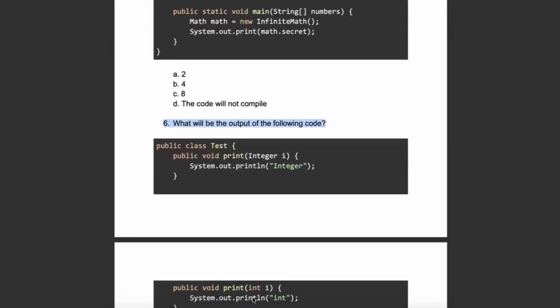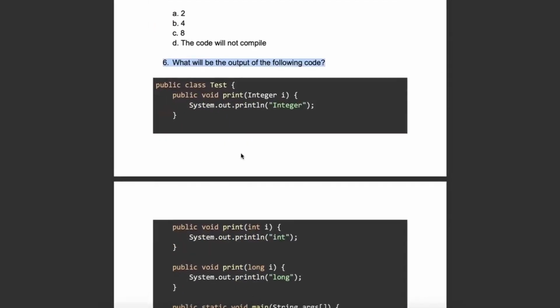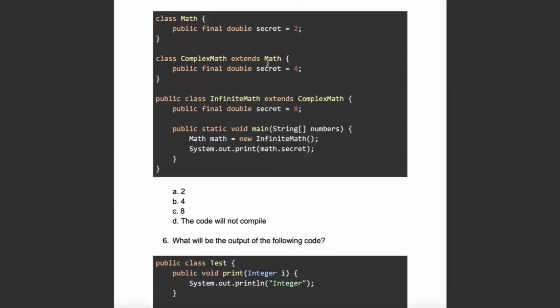What will be the output of the following code? We have a Test class again, which has a print function that is printing an integer. So what is the new concept you learned today in the previous question? We learned that instance variables cannot be overloaded or overridden.